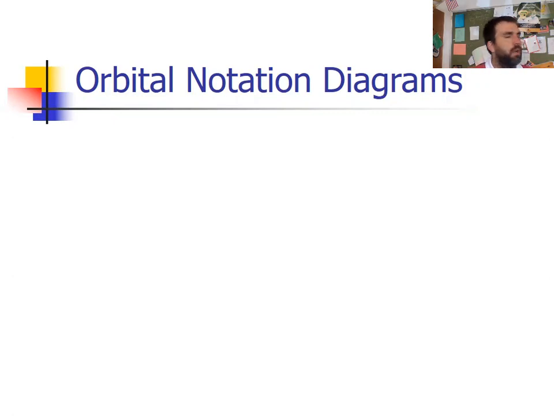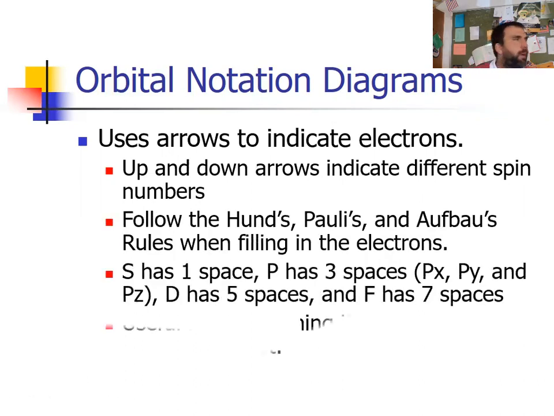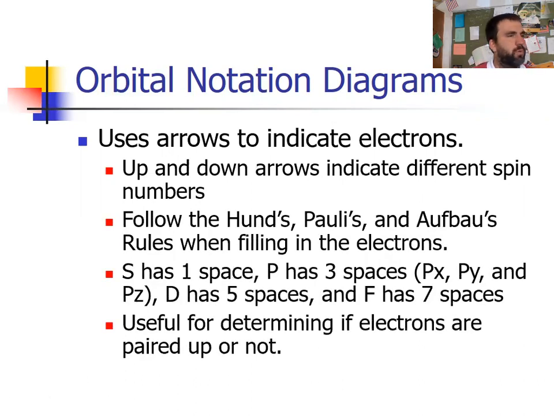Orbital notation diagrams use arrows as electrons. Remember we have to obey all our rules. We have to obey the Pauli exclusion principle, the Aufbau principle, and Hund's rule. The big thing with the Pauli exclusion principle is you need to have different spins.